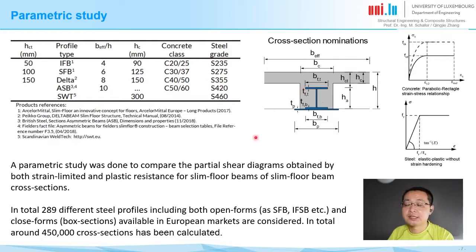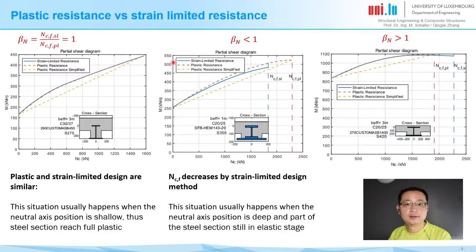And for the strain limit design, we always use the parabolic-rectangular stress-strain relationship for concrete and the bilinear relationship for the steel without considering strain hardening. Based on the values of beta n, we can categorize the parametric study results into three different situations as shown here.